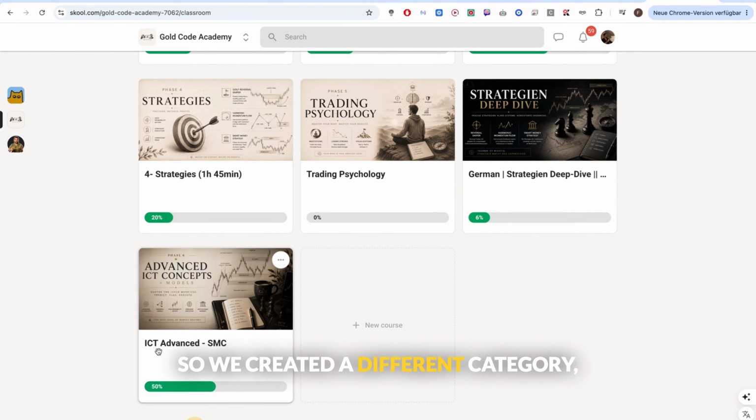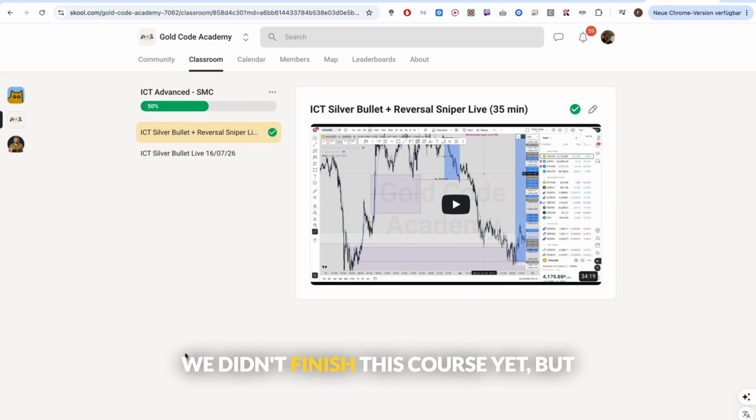We created a different category, a different course, because we felt we have to dedicate an entire course to the 4th strategy because it's more advanced stuff. It's not that easy to digest. We didn't finish this course yet, but we'll do that as soon as possible. This course is probably going to be around 5 to 10 hours, and you'll have to take notes while watching it. It's going to be a bit more dense and intense because it's going to be a summary of basically hundreds and thousands of hours of ICT content.